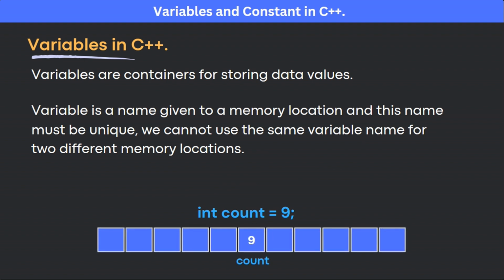So when we create a variable, let's say this is a container, and this is a place or a memory location, and we have given this memory location a name count, and we are going to store a value of integer type which is 9 in this container. So this is what a variable is.